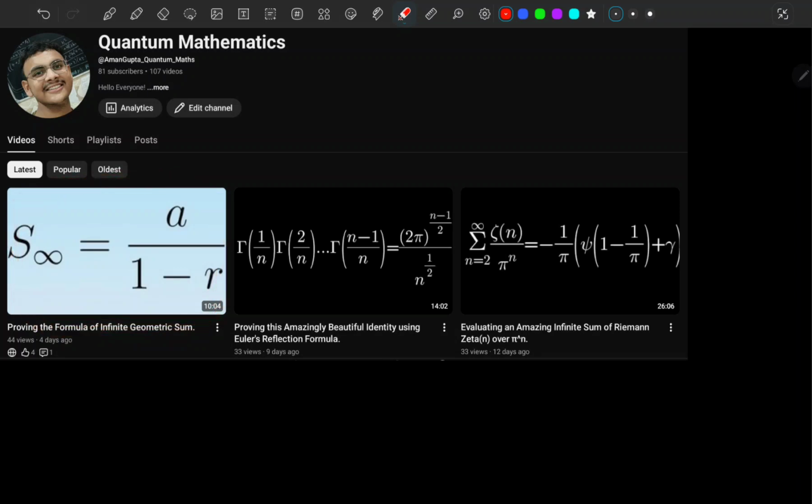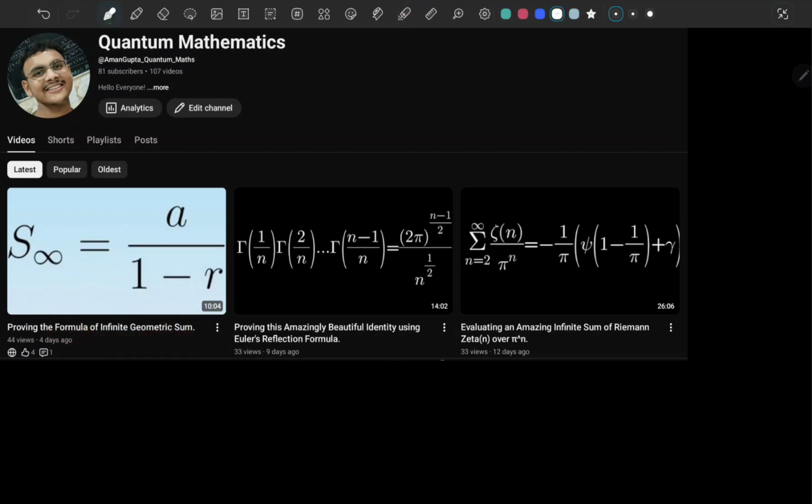Today we are going to be using this formula. Let me tell you about this a little bit. My most recent video was this, and this is S infinity is a over 1 minus r. Basically, this is the infinite geometric sum. You can see the title over here, proving the formula for the infinite geometric sum.